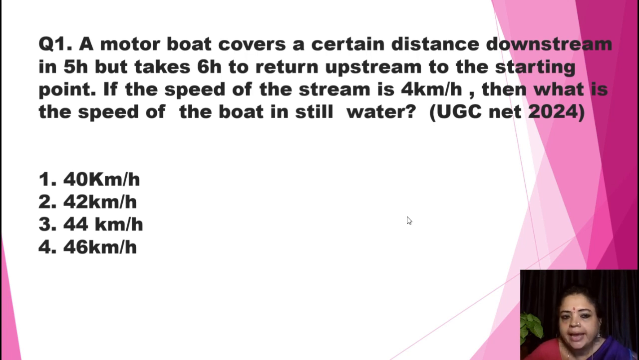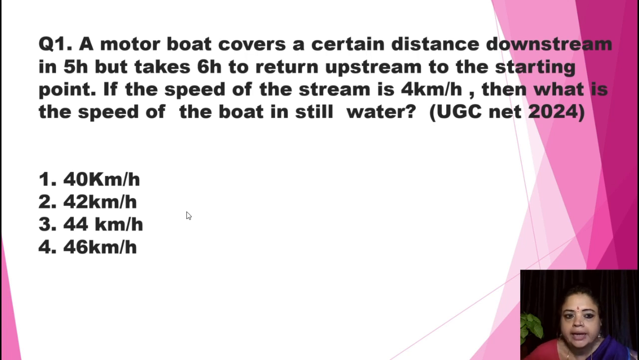Question 1: A motorboat covers a certain distance downstream in 5 hours but takes 6 hours to return upstream to the starting point. If the speed of the stream is 4 km per hour, then what is the speed of the boat in still water? This question was asked in the last examination, UGCNET 2024. The answers are given as 1, 2, 3, 4. So how to do this problem?